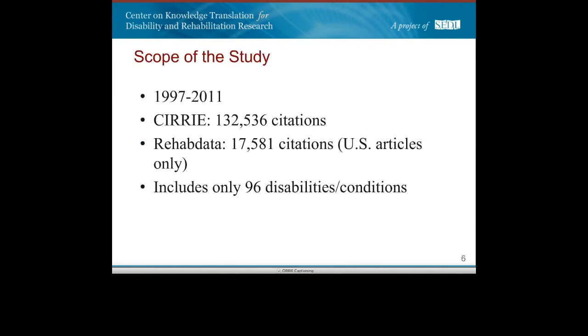For this study, we looked at articles that were published between 1997 and 2011 inclusive, and we only looked at articles that contained at least one of 96 disabilities or conditions in the subject headings. With these criteria, CIRRIE had 132,536 citations, and Rehab Data had 17,581, and we did restrict them to only use journal articles that were written in the U.S.